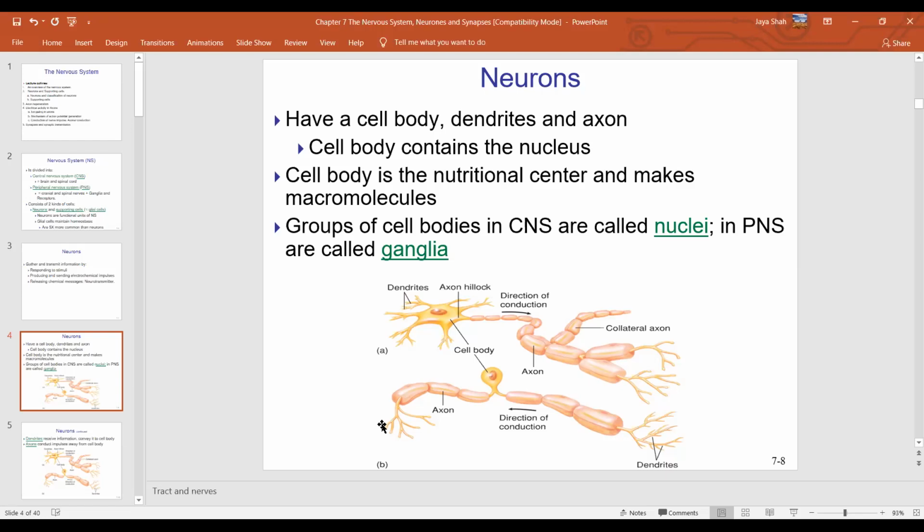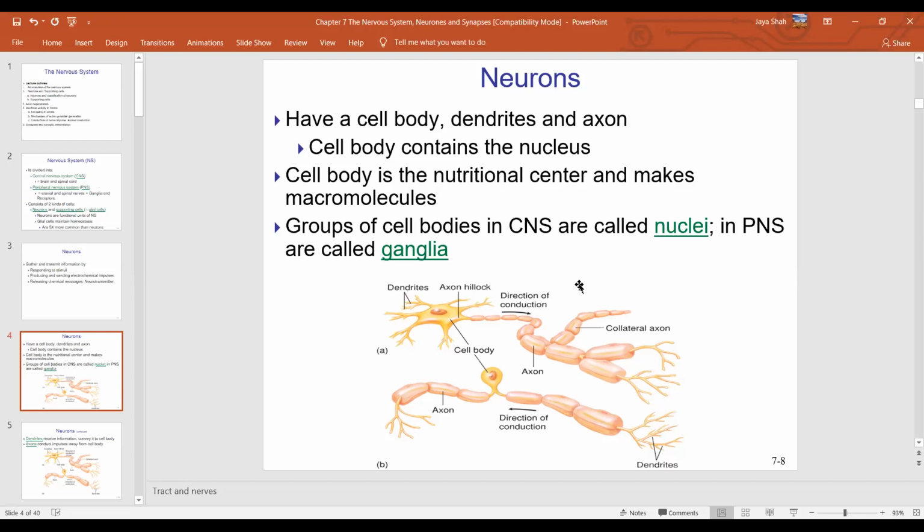Neurons. Imagine, where are most of the neurons in your body? Most of the neurons are either in the brain or your spinal cord. So the cell bodies of the neurons are in the brain or spinal cord. The cell body is the nutrition center and makes macromolecules. There is rough endoplasmic reticulum, all the organelles function here. And these cell bodies usually lie either in the brain or spinal cord. But sometimes cell bodies are outside.